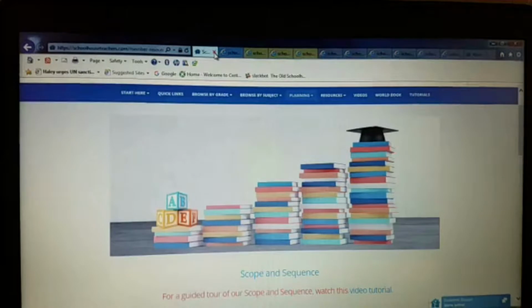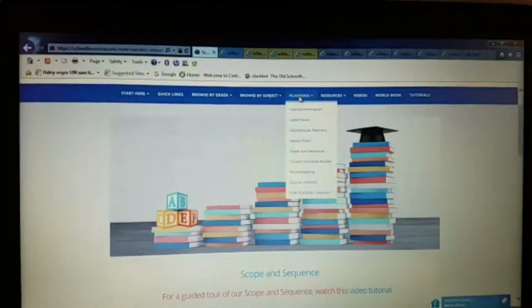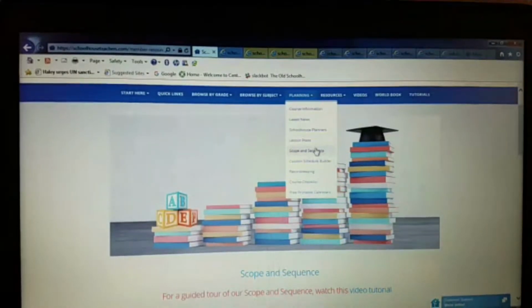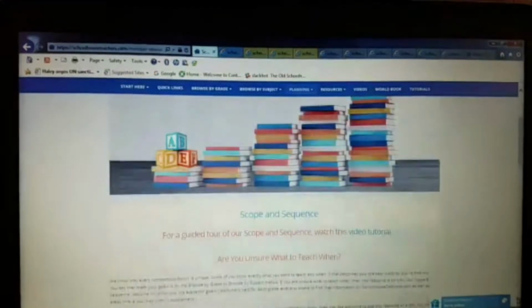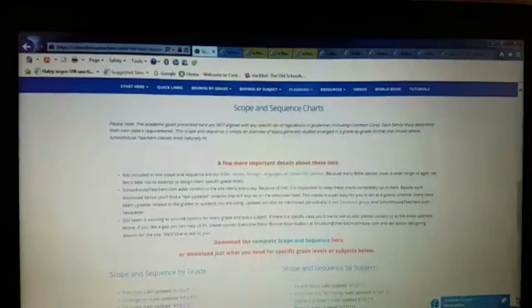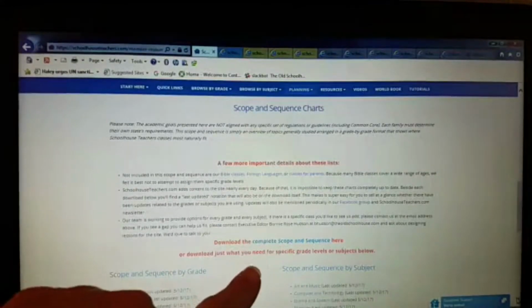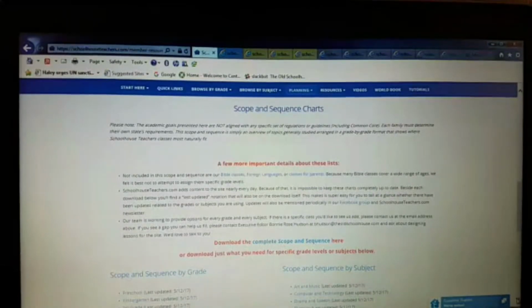Okay, if I go to here where it says planning, and I push on scope and sequence, that is where we're going to go today. Now, I'm going to go down here, and it's going to give me two lists. First of all, it says I can download the complete scope and sequence, and I did that here. I printed out all the lists. The one we're going to look at doesn't look like this.